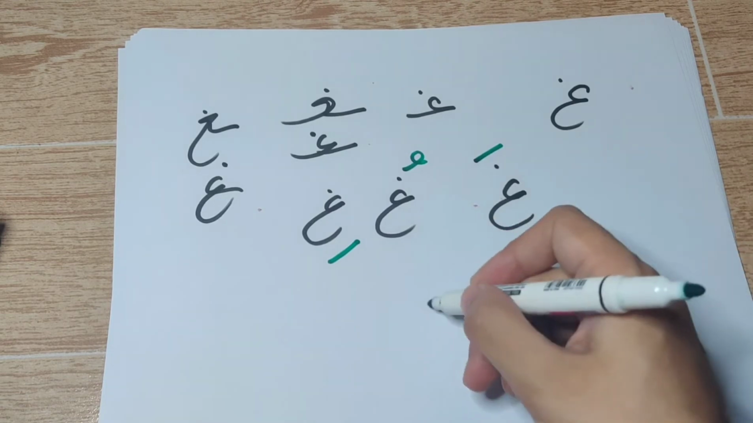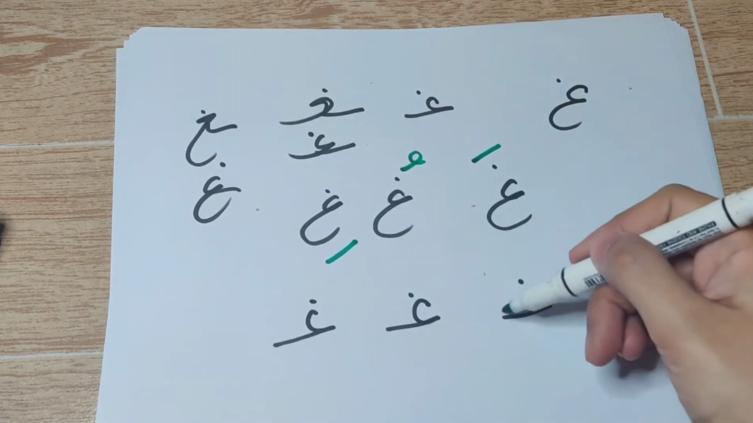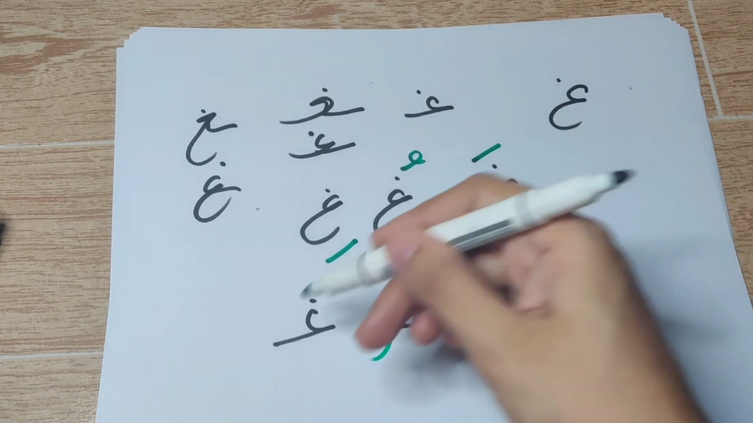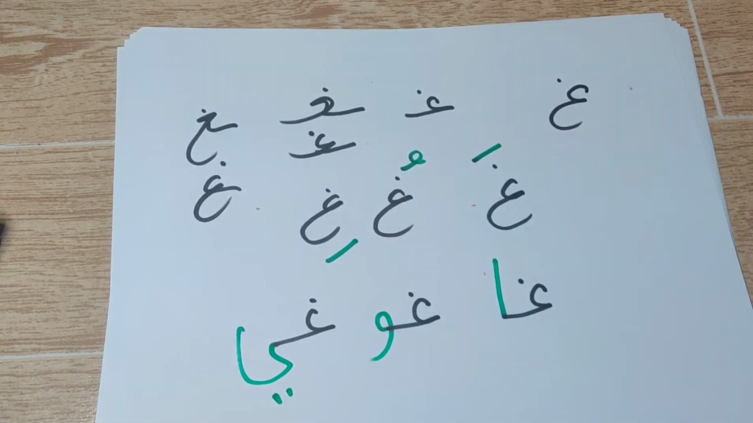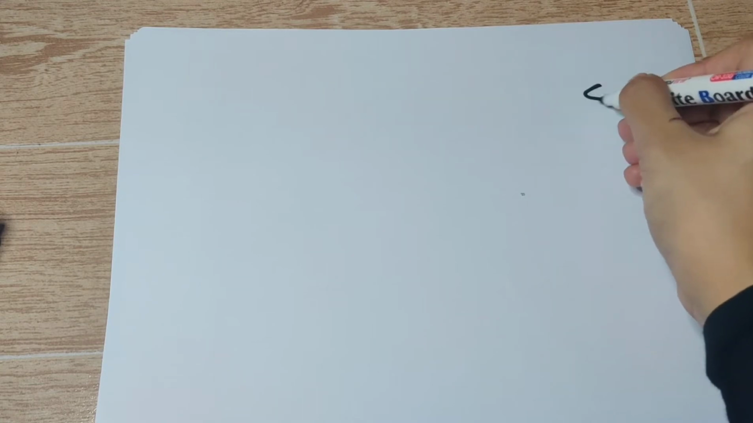If you don't know what fatha, dhamma, kasra is, please refer to the previous video so you'll know what I'm talking about. Also, this is mad bil alif, mad bil waw, mad bil ya: gha, ghu, ghi. Okay, let's put it into usage.